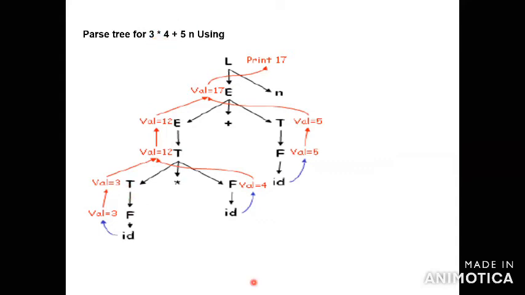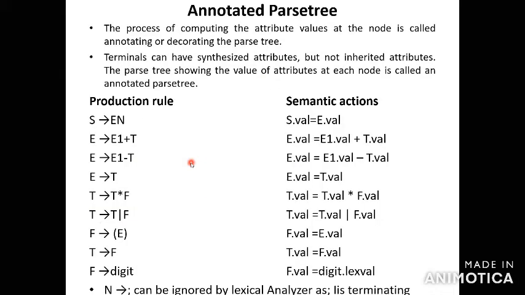Next you can go for 4. Digit is 4. So digit can be changed to F. F is 4. So T is 3 and here F is 4. So T into F means T. It's correct, you can check. T star F will be equal to T. Similarly you have to write. So T into F is 12.